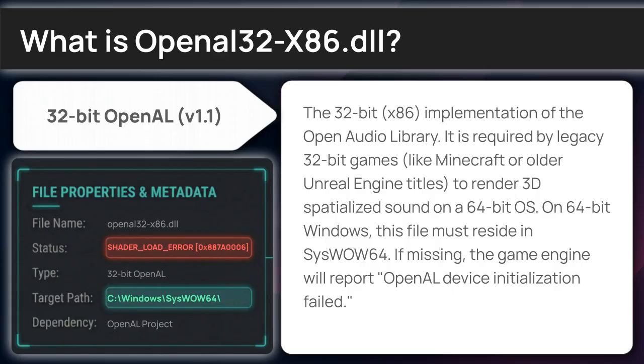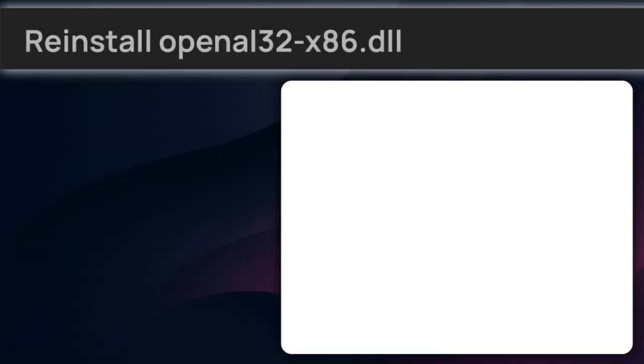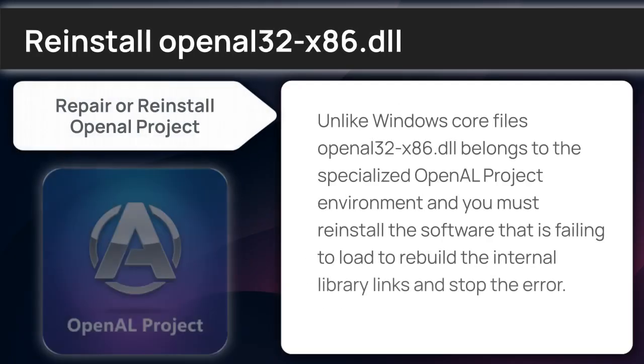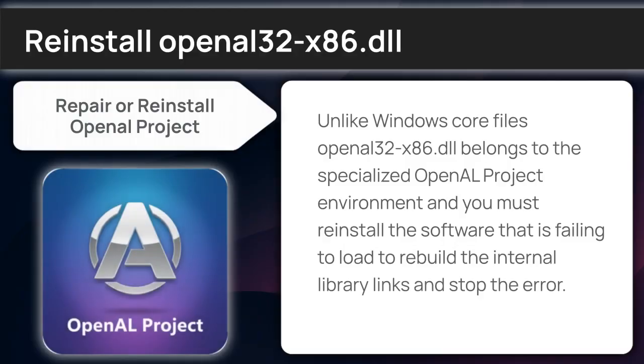With that context in mind, our first logical step is a clean reinstallation. Unlike Windows core files, OpenAL Library 3286-DLL belongs to the specialized OpenAL Project environment, and you must reinstall the software that is failing to load to rebuild the internal library links and stop the error.